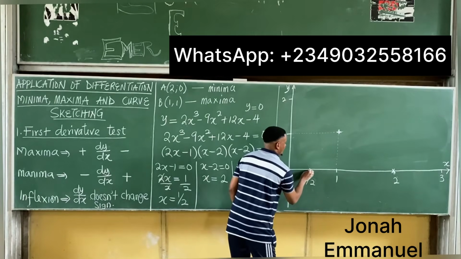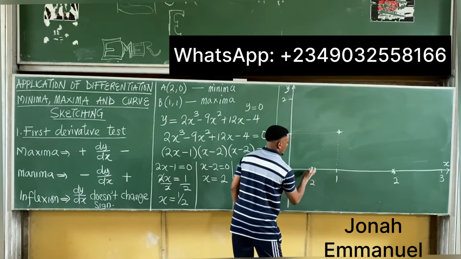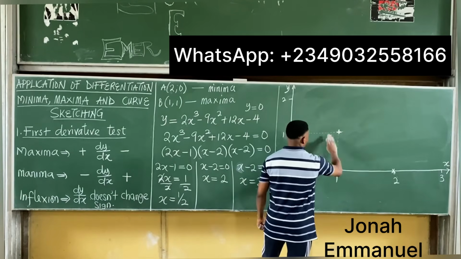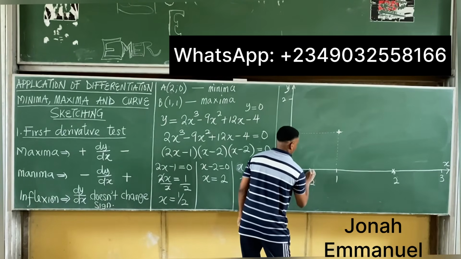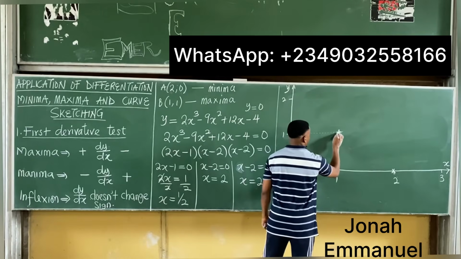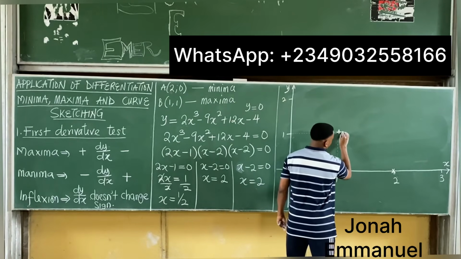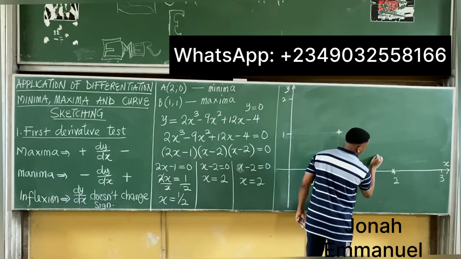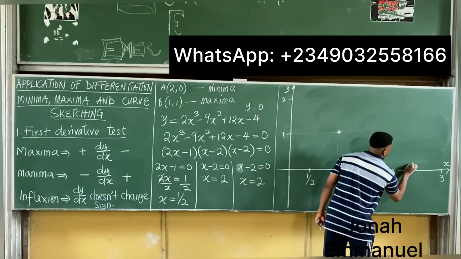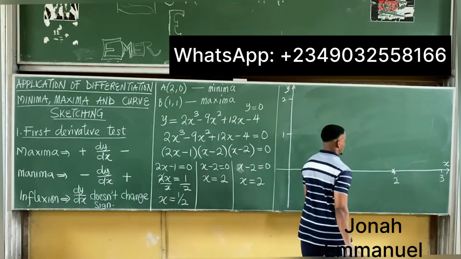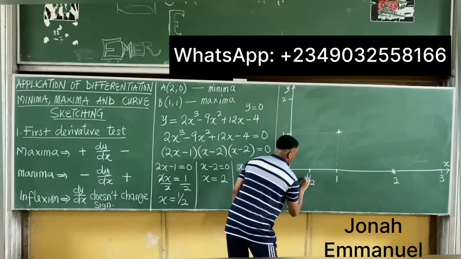So from here, it cuts at half and 2. That means from here, since this is my maxima, I'll go up to this. So I'm having this one here. Let me see if I can get this. So I'm trying to do a sketch so I can have a fine graph. All right. Let's see how this goes.